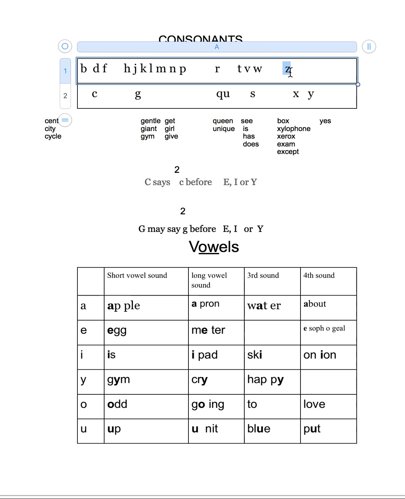Z, voiced. When you say these sounds, if it's voiced, you use your vocal cords. You can feel the vibration in your throat. If it's unvoiced, you just use your breath.